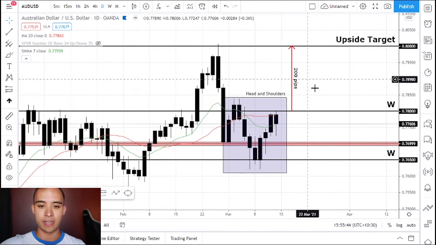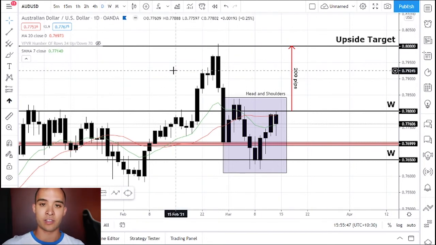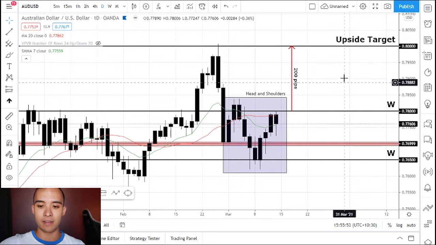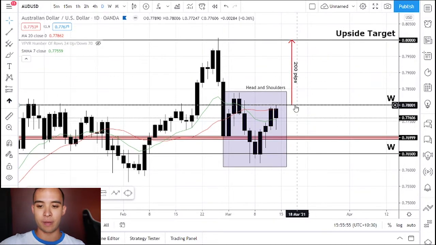Currently we are on the daily. I have started doing my analysis on the larger time frames because this is the way that I've started to trade now. So I have my upside target. I have a 200 pip gain from this weekly level. So if you look here, it has a W. All that means is it's a weekly level.